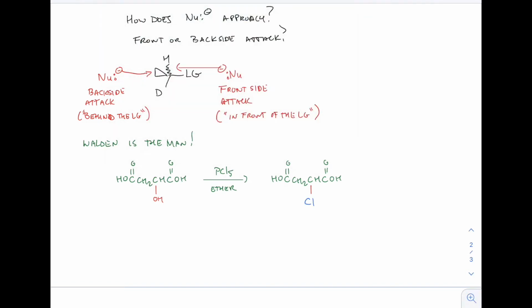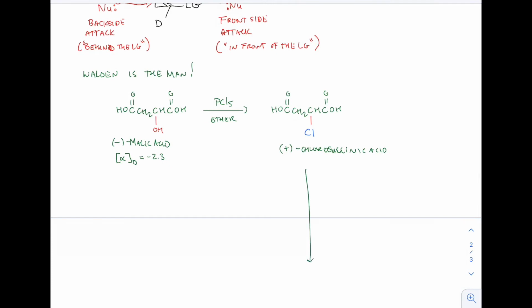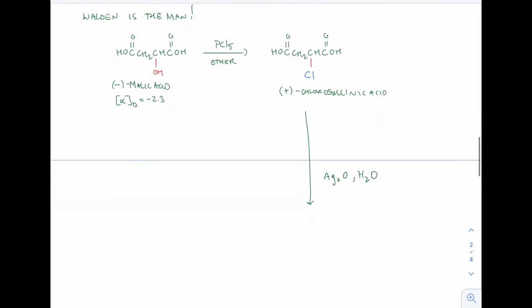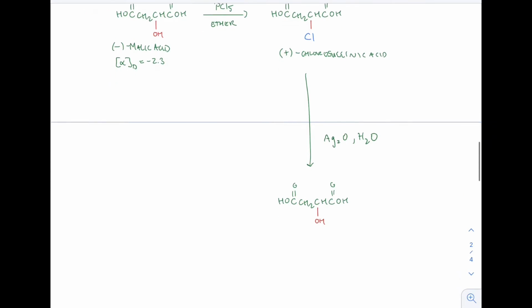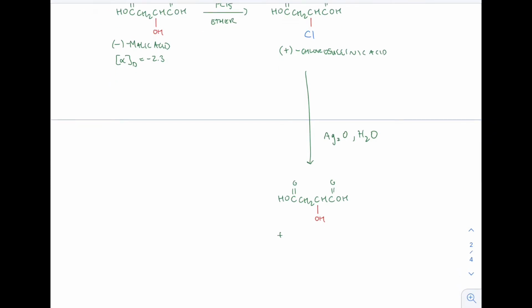So let's see. Right there on the left we have malic acid, and remember that negative sign indicates the levorotatory malic acid, so that's one enantiomer. And then on the right we have the positive, so dextrorotatory chlorosuccinic acid. That's after the addition of PCl5. Okay, so the only important thing we need to know is that we have OH going to a Cl for that change in groups on that carbon.